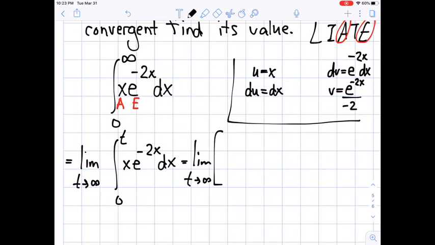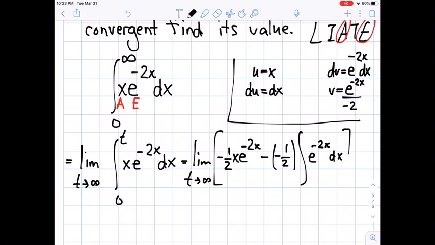So we have u times v is negative 1/2 x e to the negative 2x, and then we have minus v du, so that's going to be minus negative 1/2 if we take this constant out right at the start. And then we're going to have here the integral from, well, we'll deal with the limits of integration in a second, but what we are left integrating is going to be e to the negative 2x.